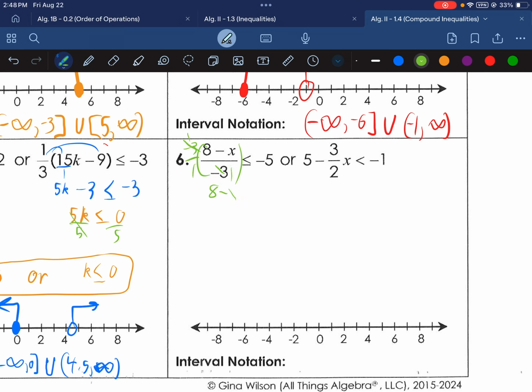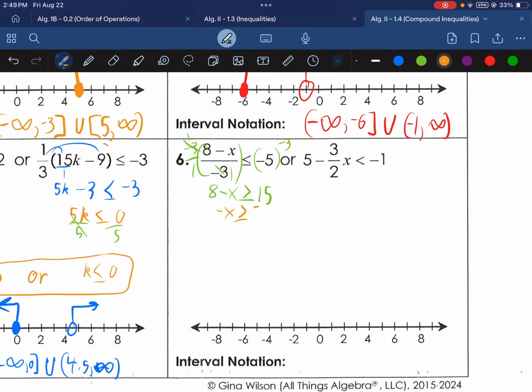Multiply the other side by negative 3. We flip the inequality since we multiplied both sides by a negative, and it's 15 on the right. Now 8 minus x is greater than or equal to 15. I subtract 8, and I get negative x. That negative stays with the x, is greater than or equal to 7.